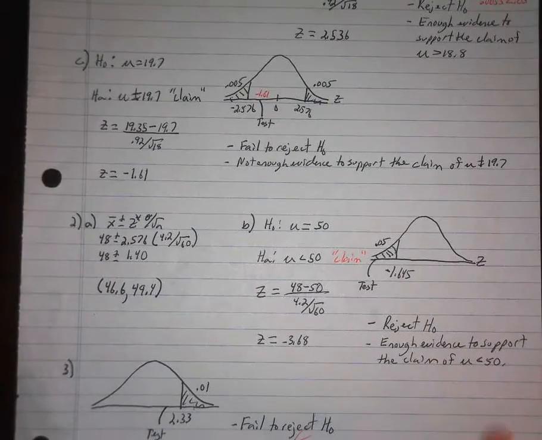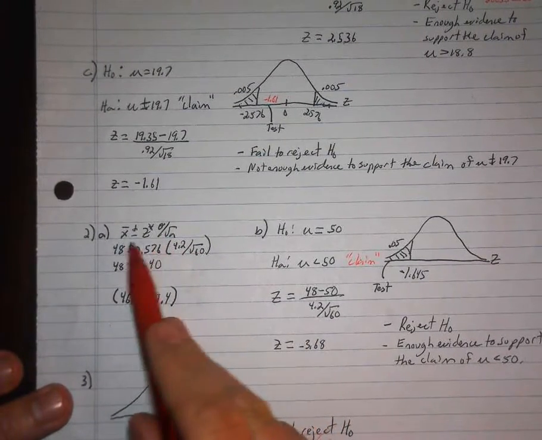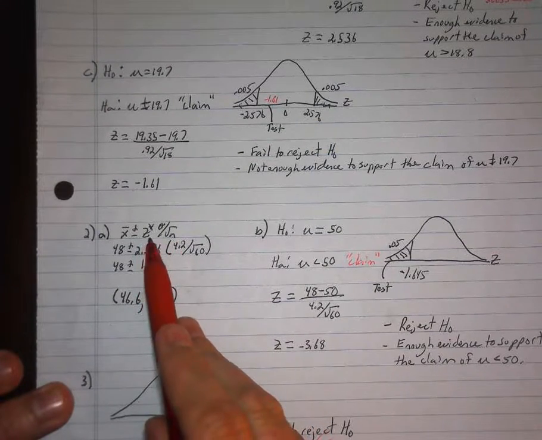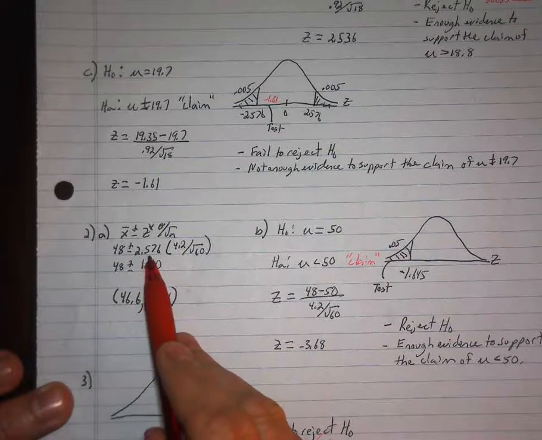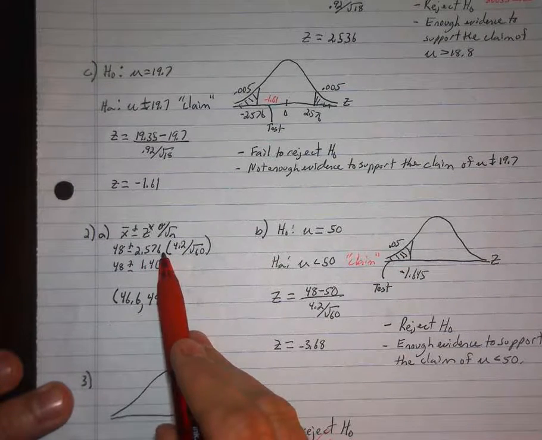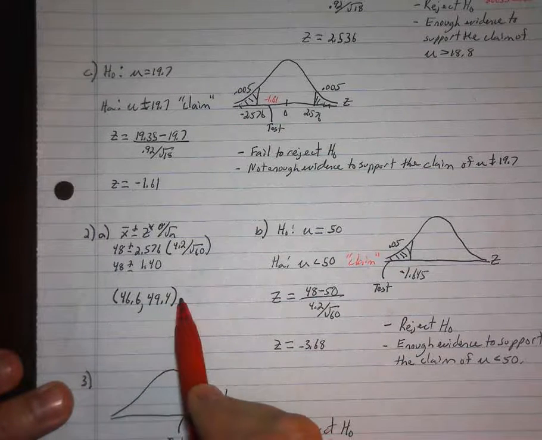Then number 2 had to do with women's high school basketball scores. Again, construct the confidence interval. Not much for me to say there. On this one, the confidence level gave you a z-star value of 2.576 or 2.575, and then your confidence interval is 14.6 to 49.4.